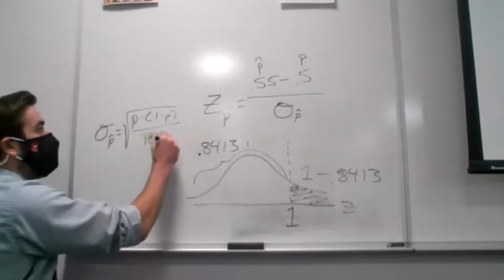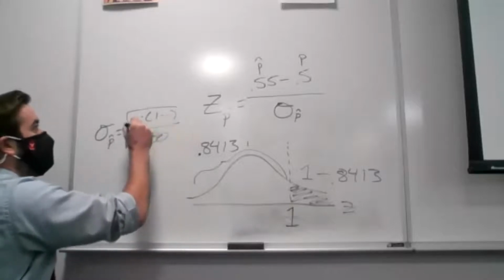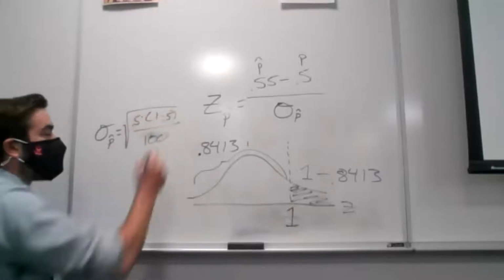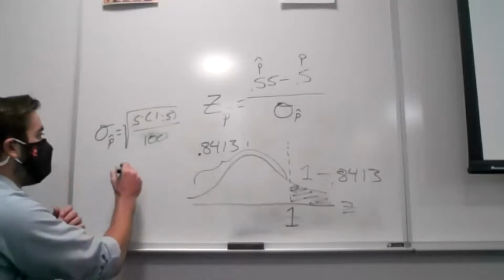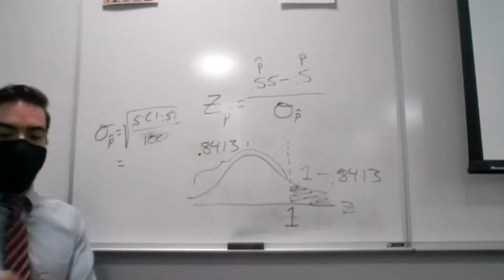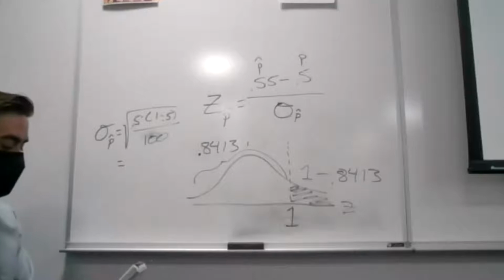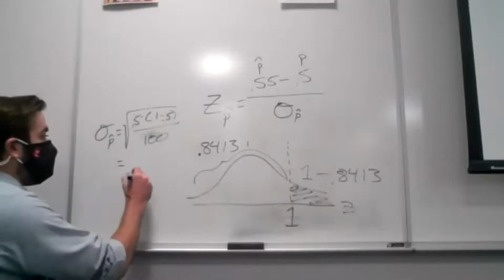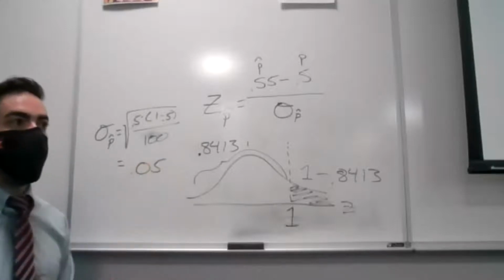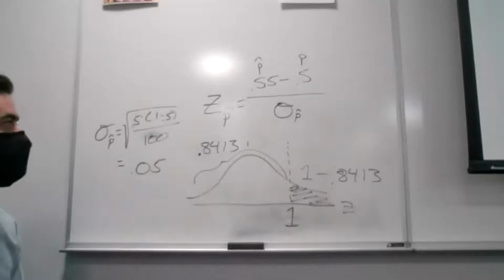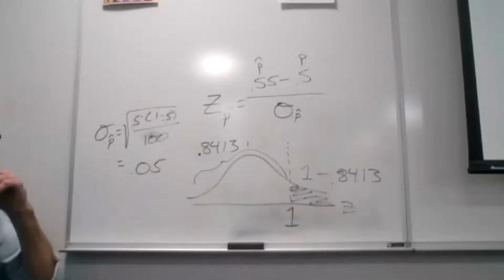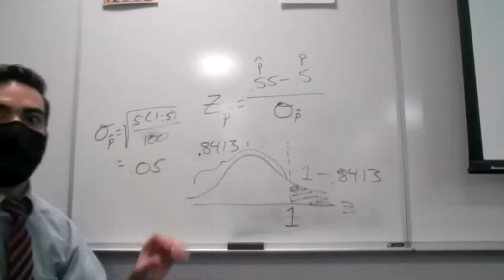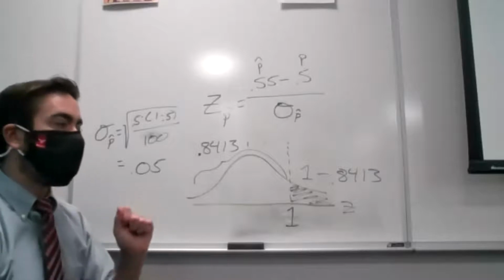Our n was 100. Our population proportion was 0.5. So we got 0.5 times 0.5 divided by 100, square root of that. This should just be 0.05. Okay? Now, actually, I could have known this without using that formula if I remember something.